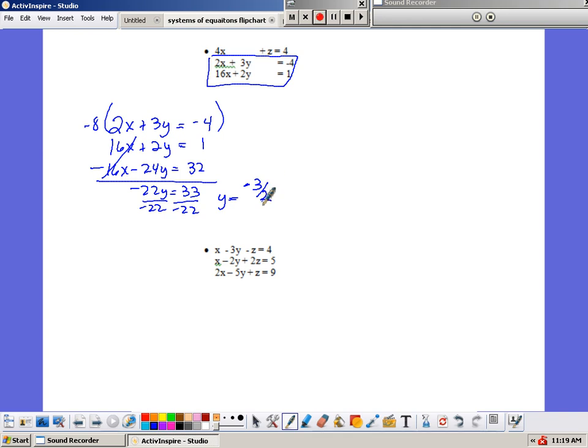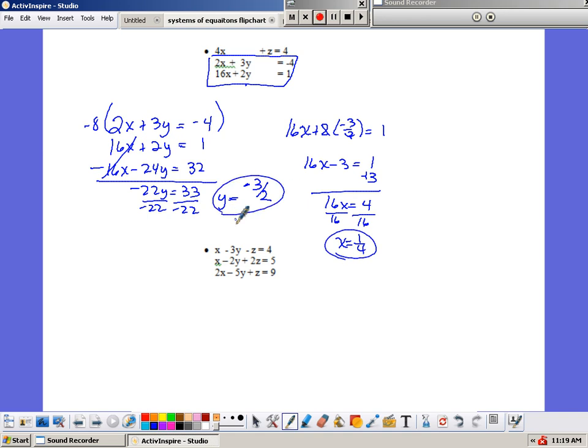So if y equals negative 3 over 2, I plug it back into one of my two equations here. 16x plus 2 times negative 3 over 2 equals 1. 2's drop out. 16x minus 3 equals 1. Add 3. 16x equals 4. Divide by 16. X is 1/4. So 1/4, negative 3/2. Now, I have x and y.